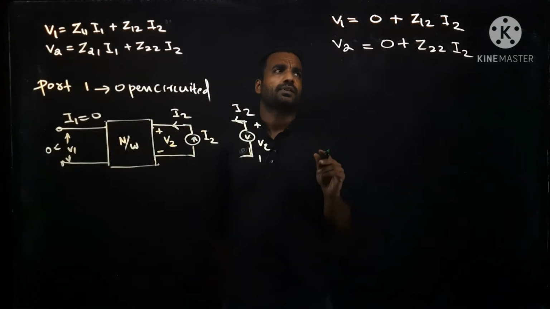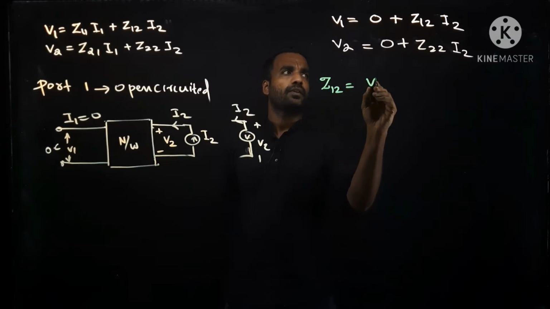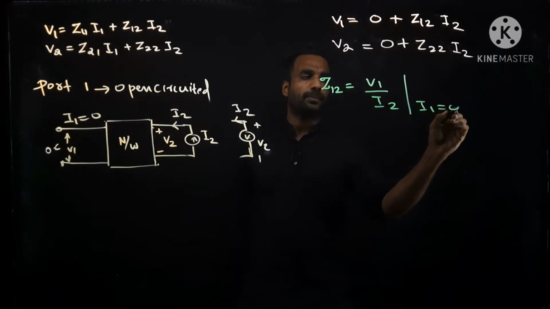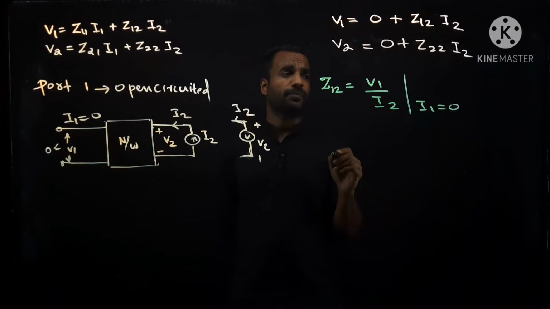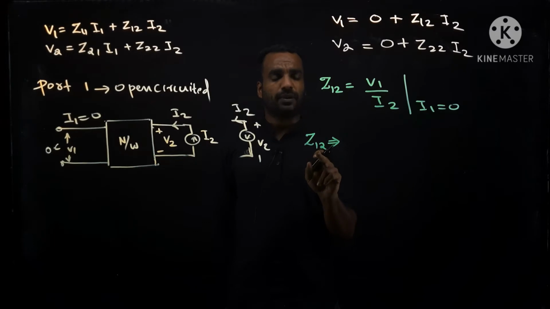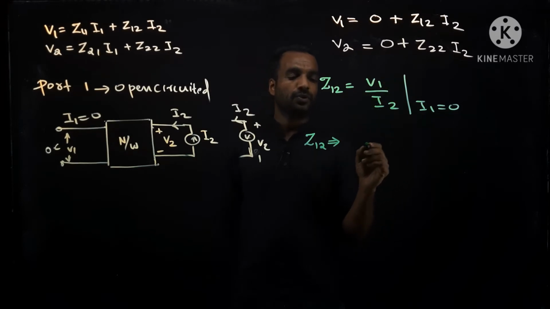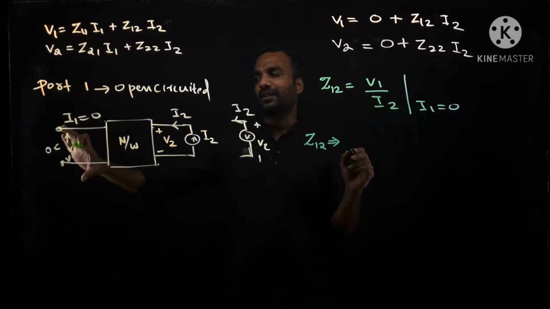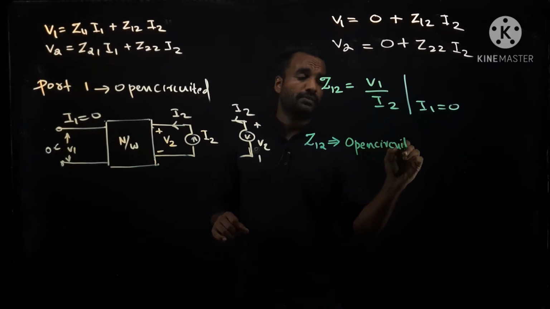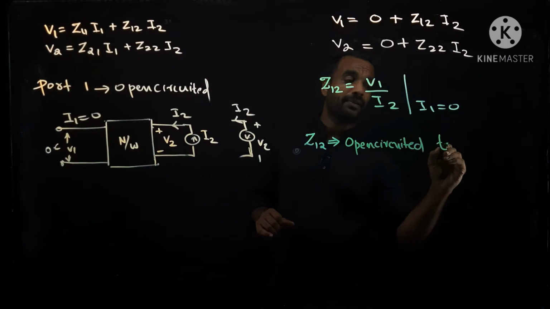Okay, now I can write Z12 is equal to V1 by I2 at, what is the condition? I1, port 1 current should be 0 or open circuit. So what is the name of Z12? It is neither output impedance nor input impedance, because it is relating V1 and I2, cross relation is there. So definitely first we have to write the condition. What is the condition? Open circuited. Some terminal is open circuit. Open circuited, as it is representing a cross relation, we have to use the term transfer.